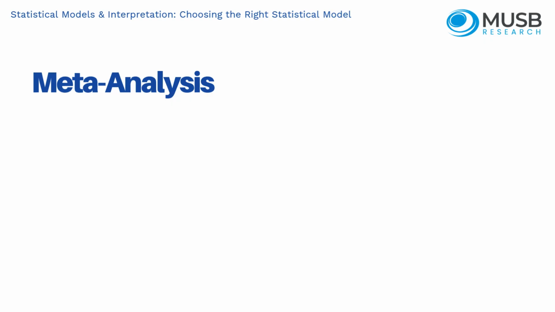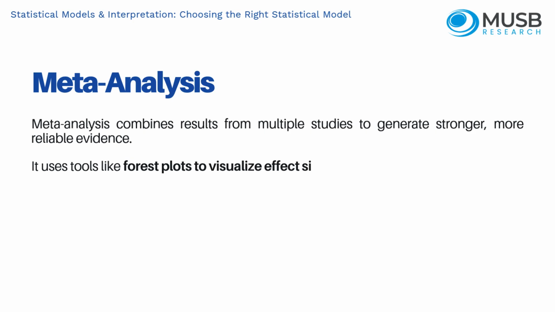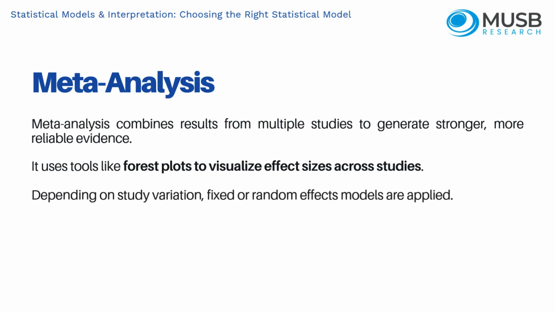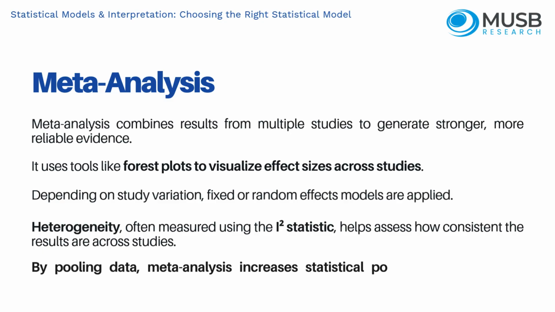Meta-analysis example. Meta-analysis combines results from multiple studies to generate stronger, more reliable evidence. It uses tools like forest plots to visualize effect sizes across studies. Depending on study variation, fixed or random effects models are applied. Heterogeneity, often measured using the I-squared statistic, helps assess how consistent the results are across studies. By pooling data, meta-analysis increases statistical power and strengthens overall conclusions.